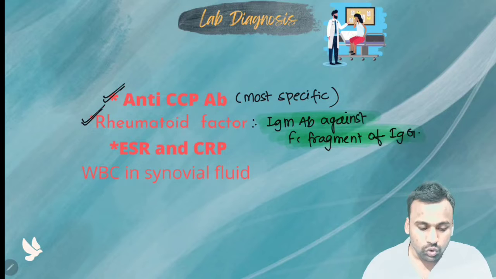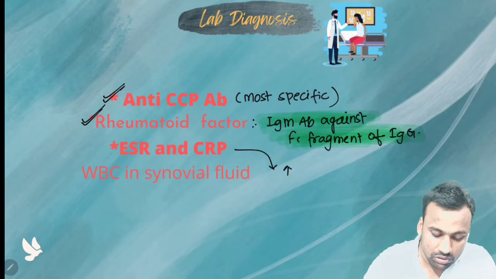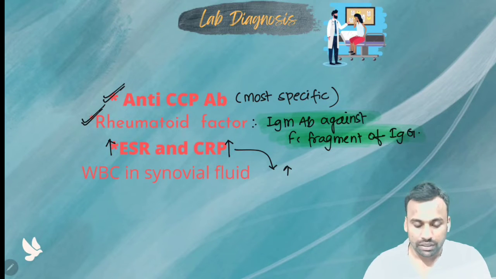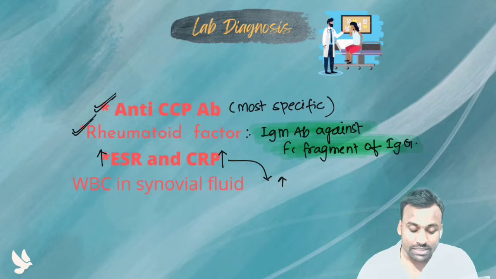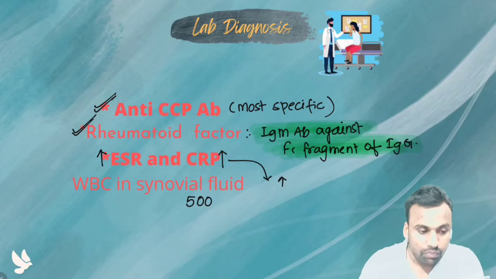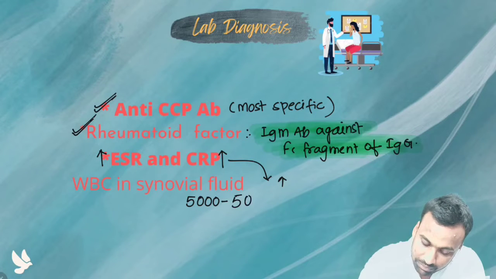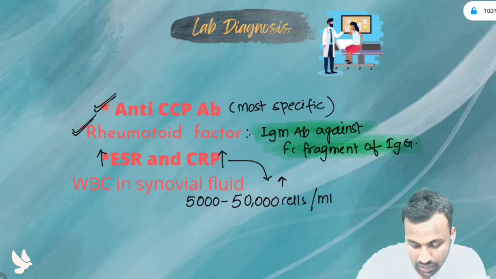Okay, and we can also do the ESR or the CRP level, and in this condition the ESR is increased and the CRP level, the C-reactive protein, is also increased. And if we do the synovial fluid aspiration, we can see the WBC count is approximately 5,000 to 50,000 cells per mm cube.